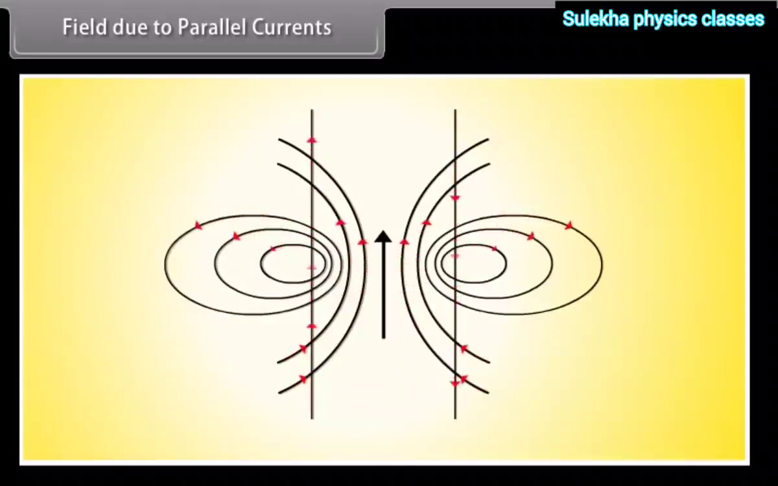It represents the combined magnetic field due to two parallel conductors carrying currents in opposite directions. The pattern of the magnetic field indicates repulsion between conductors.